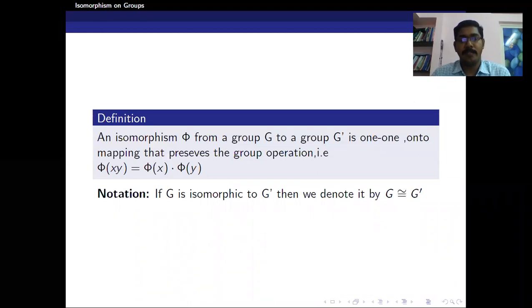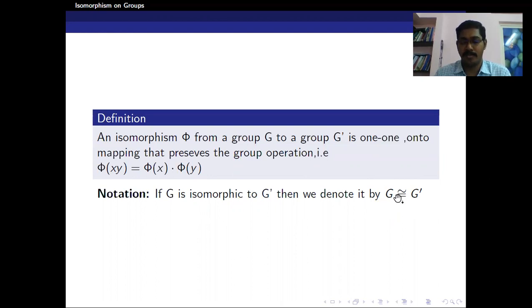Definition: an isomorphism phi from the group G to a group G dash is a one-one and onto mapping that preserves the group operation, that is, phi of xy is equal to phi of x into phi of y. If G is isomorphic to G dash, then we denote it by G isomorphic to G dash. This is the notation for isomorphism.